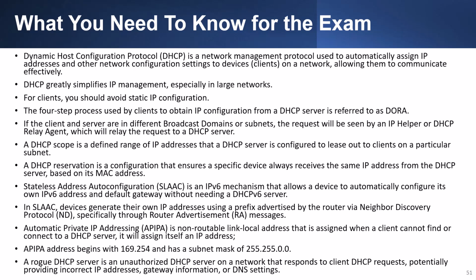Automatic Private IP Addressing, or APIPA, is a non-routable link-local address that is assigned when a client cannot find or connect to a DHCP server and will assign itself an IP address. APIPA addresses begin with 169.254 and have a subnet mask of 255.255.0.0. A rogue DHCP server is an unauthorized DHCP server on the network that responds to client DHCP requests, potentially providing incorrect IP addresses, gateway information, or DNS settings.